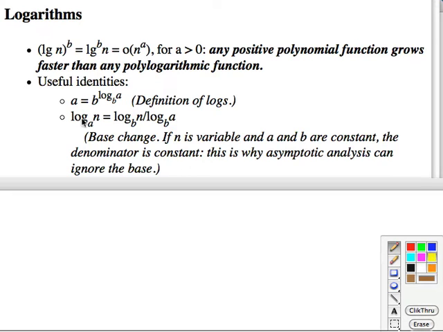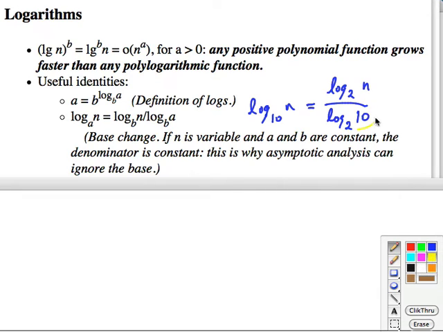So if we have log base a of n, and we want to change the base to some other base, then you just write out the other base and divide it by the log of the other base of a. So for example, if we have log base 10 of n, and we want to change it to 2, that's equal to log base 2 of n divided by log base 2 of 10.